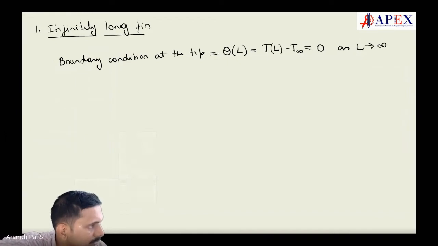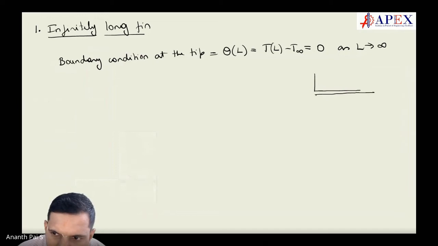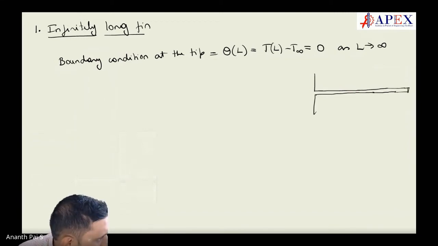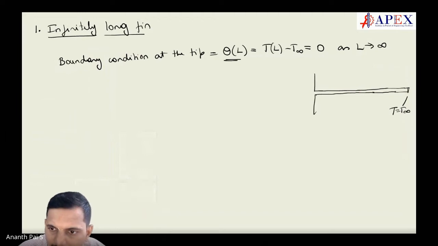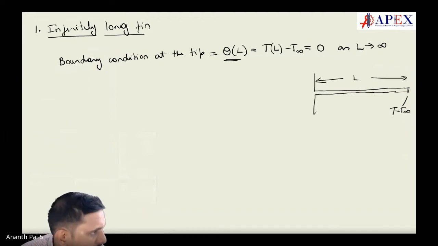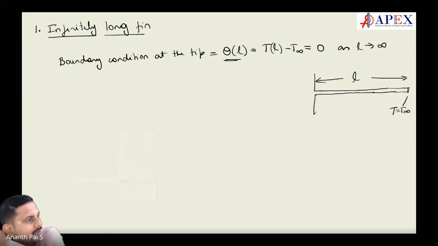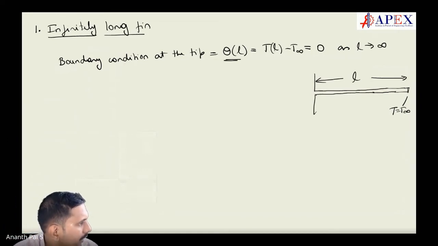As L becomes very big, this is the base, this is the fin. Now the fin is so long, infinitely long, that at the tip of the fin, T becomes equal to T infinity. Let us take this length as L. What did we take? We took the other length as L. Then we will take this as small L. Let it be. Don't worry about the notation. The length becomes very long. Then when it is an infinitely long fin, at the tip, theta will be 0. It will be equal to T infinity.